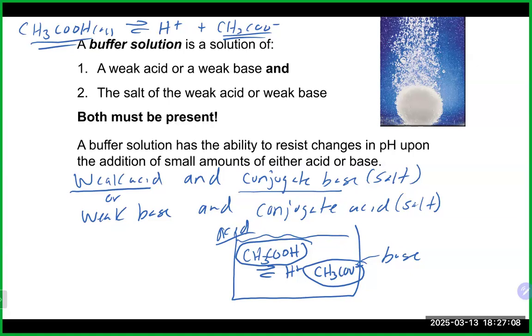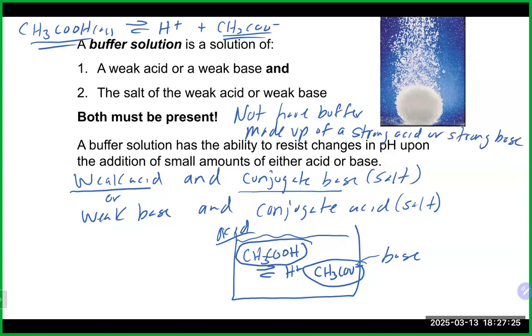This is also why you cannot have a buffer made up of a strong acid or a strong base. So if you're like, I have a strong acid or a strong base and I just made a buffer, the answer is no, you did not. So you cannot have a buffer that is made up of a strong acid or a strong base. Why can you not have a buffer, you think, made up of a strong acid or a strong base? Yeah, it's a one-way street.